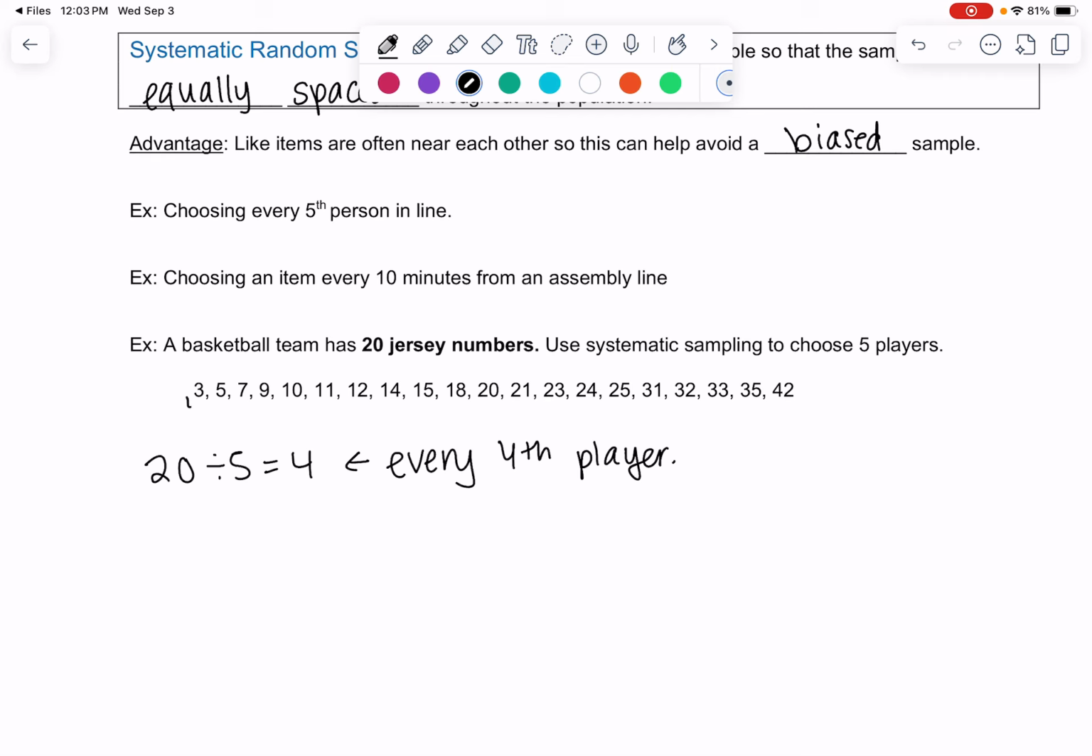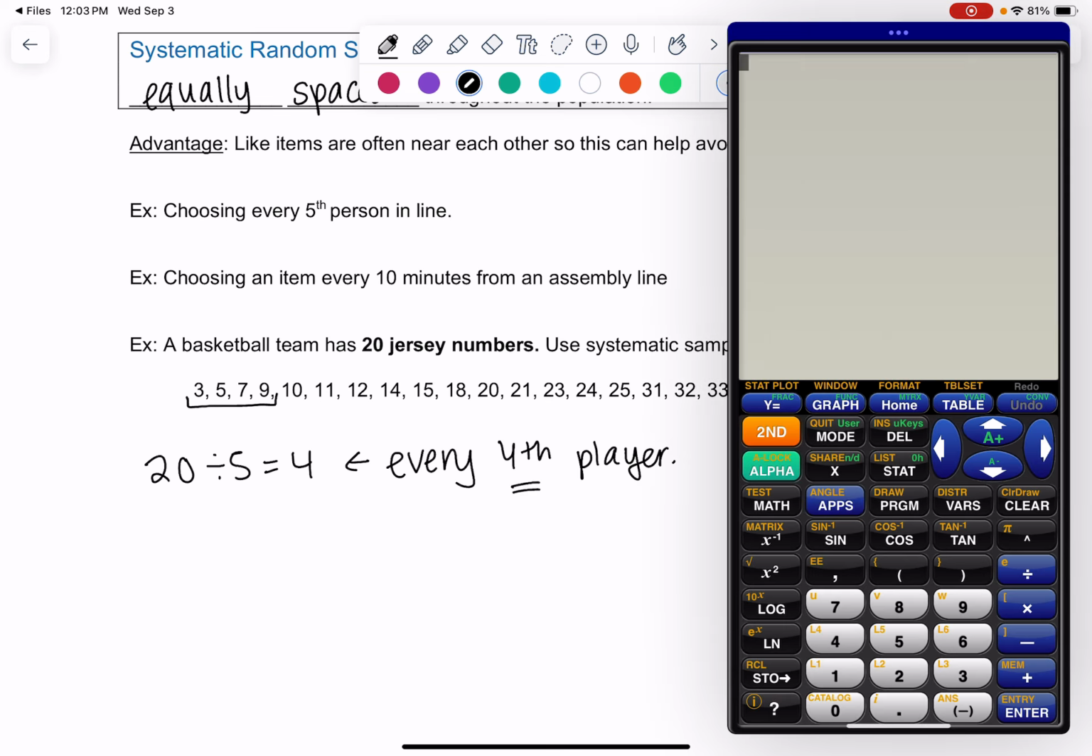I want the first number to be one of the first 4, because of the every 4th player. So should I start with the first person, second person, third person? I don't want to start with the 5th, 6th, 7th person because then I've left off the first group. So we want to pick one of the first 4 players for every 4th. If we did every 5th person, it would be one of the first 5.